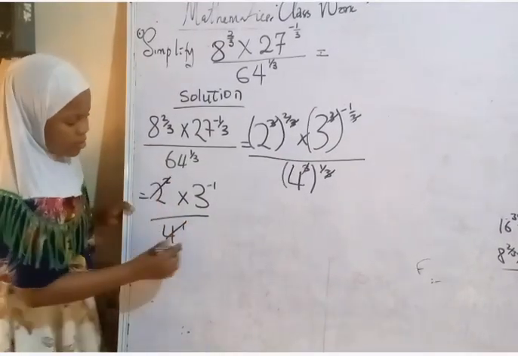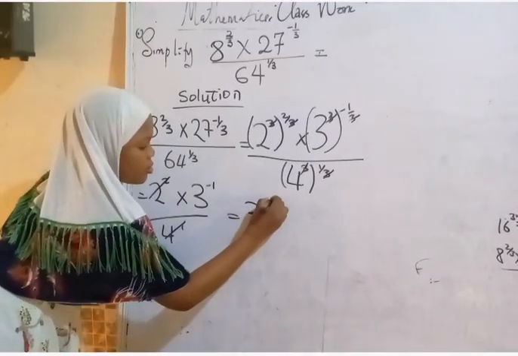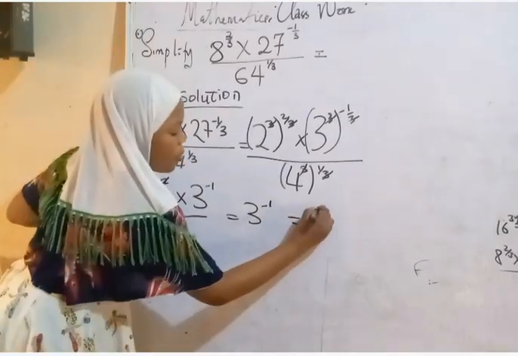The answer is 2 raised to power minus 1. 2 raised to power minus 1. Anything raised to power minus 1 is equal to 1 over 3.